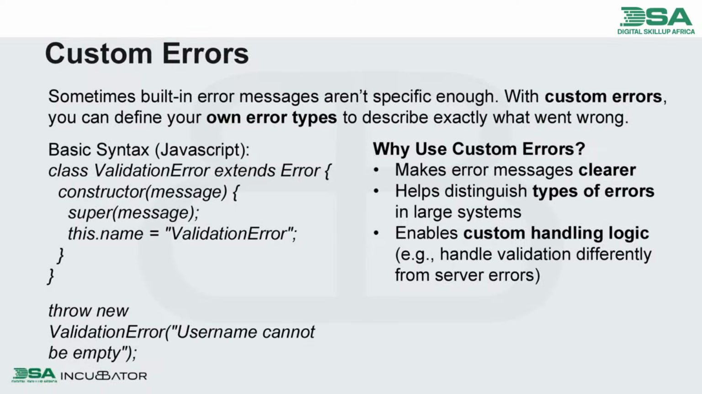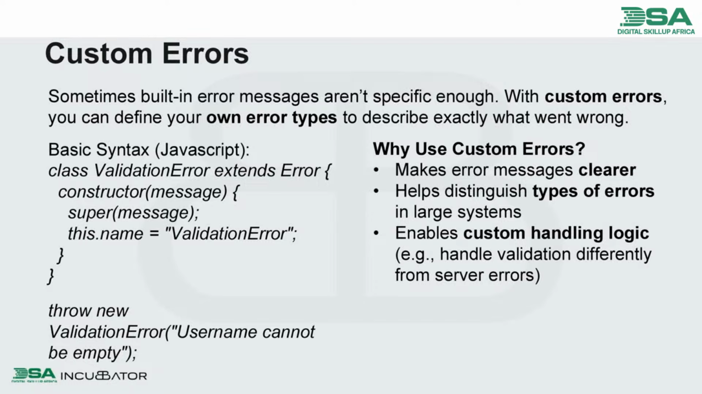So let's go to custom errors. Sometimes built-in error messages aren't specific enough. With custom errors, you can define your own error types to describe exactly what you want. I have an example here, a class ValidationError, and things like that. Let me not confuse all these, because this might be new to you.